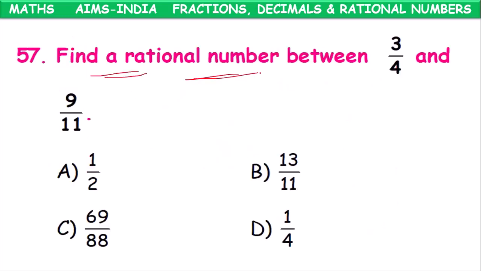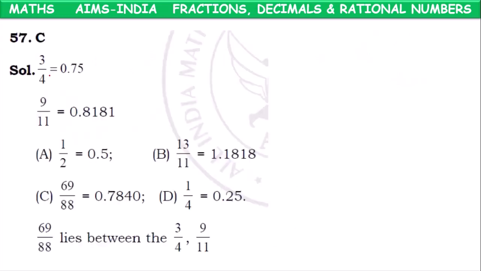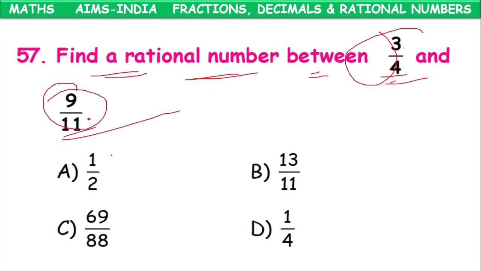Find a rational number between 3 by 4 and 9 by 11. A rational number between 3 by 4 and 9 by 11. 3 by 4. So, actually they are doing it here by options.